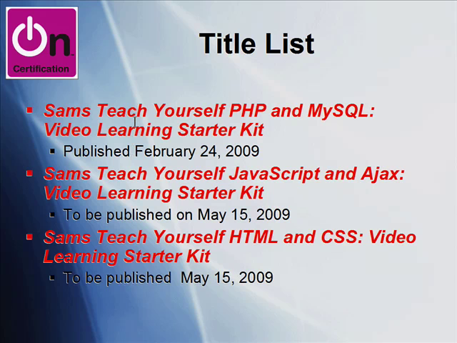We have one title that's currently out there in the marketplace. This is the PHP and MySQL product, and there are two that are currently in production and in the pipeline, and they're expected out on May 15th, 2009. Those are the one on JavaScript and Ajax, and the other is on HTML and cascading style sheets. So as you see, the theme or the overarching flavor with at least the first three titles in this series deals with web development technologies.